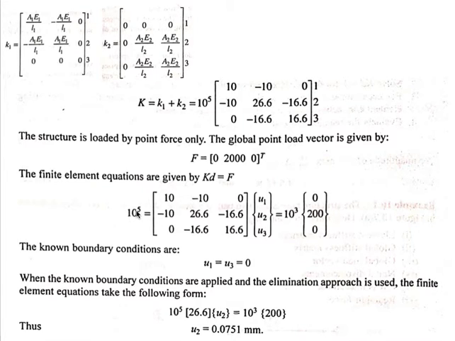The finite element equation takes the following form: 10 raised to 5, 26 into 6 into u2 is equal to 10 raised to 3 into 200, and on this basis u2 equals 0.0751 mm. So this is the degree of freedom, or displacement of u2, we got here.